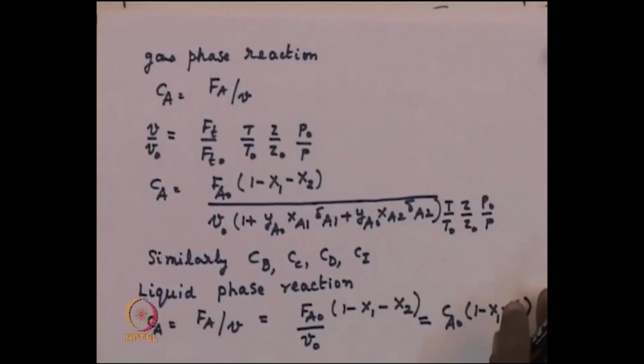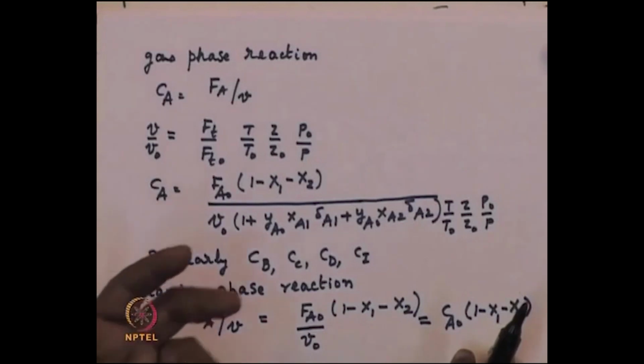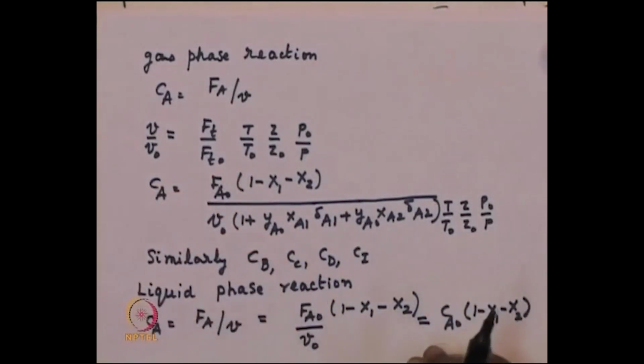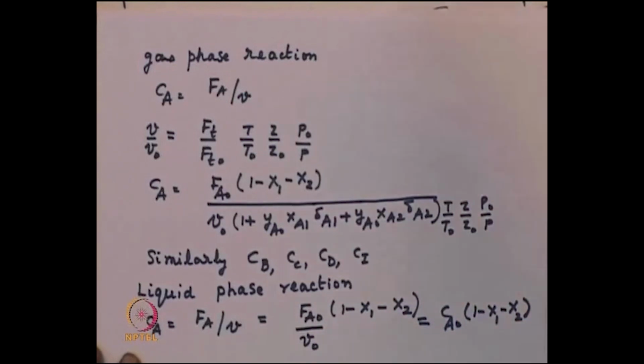Once you have done that, we are able to write the concentrations of species A, B, C, D in the equipment. Why is it required? It is required because our rate functions are always given in terms of concentrations. Therefore, we need to express concentrations in terms of variables that we can measure.